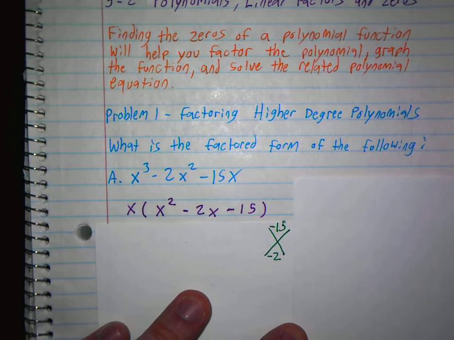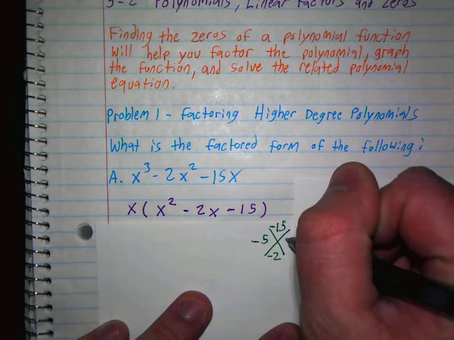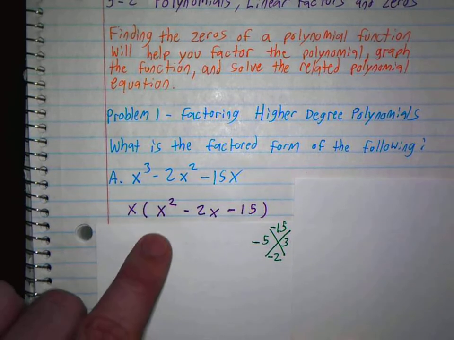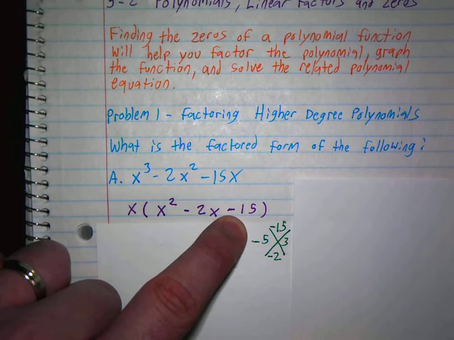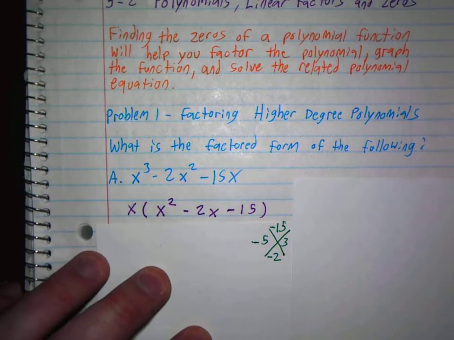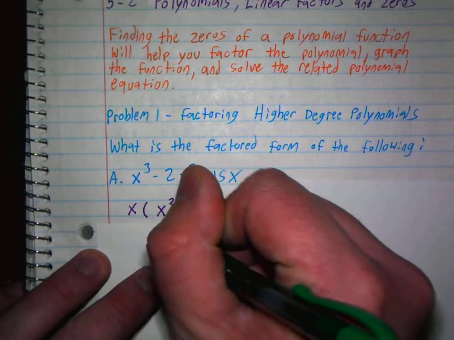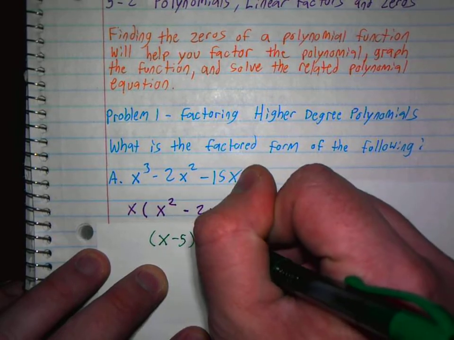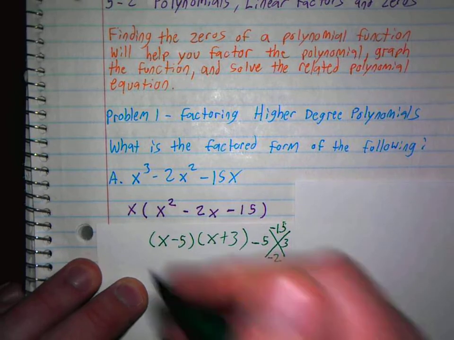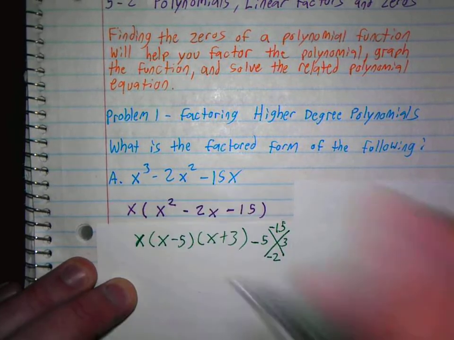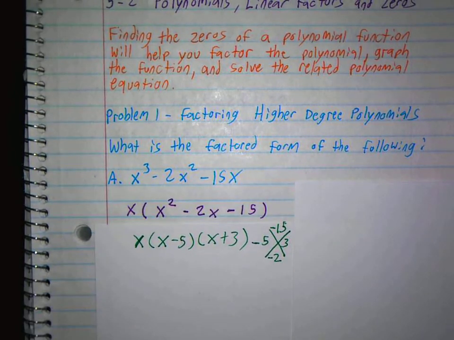And so what two numbers multiply to negative 15 but add to negative 2? Negative 5 and 3. So x squared minus 2x minus 15 will factor into x minus 5, x plus 3. And then don't forget the x you took out from before.